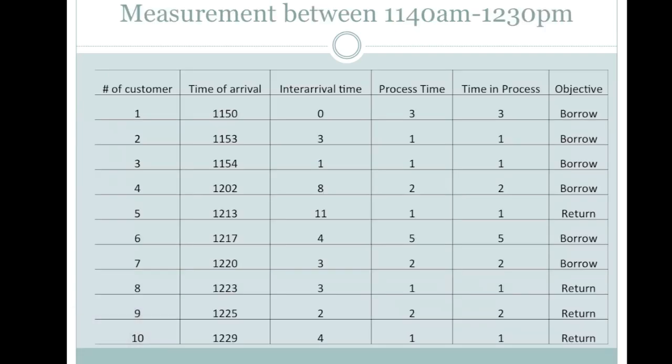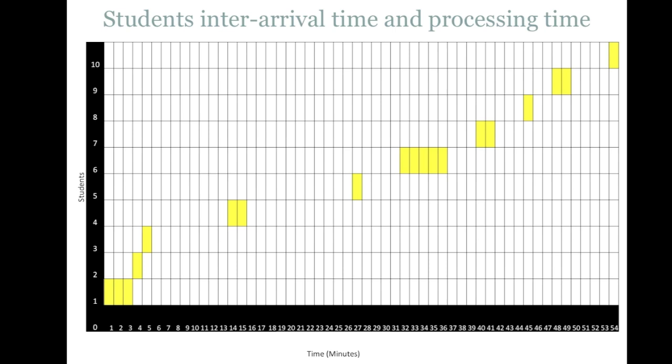And this is the measurement that we took during the lunch hour. We have the inter-arrival time and the processing time. Based on these values, we will come up with calculations later on, which we will explain in further detail. We have plotted out the data on the Excel sheet for the students' arrival and processing time. You can tell that the yellow bars are when the librarian is occupied, busy helping out with the processing of student requests, and at a certain time interval you can see that the librarian is idle, doing nothing.